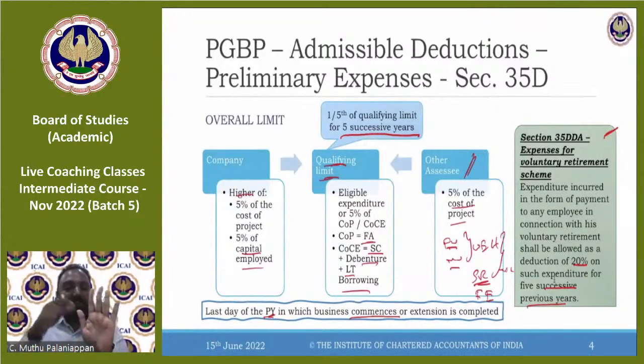The 5 years, the first year starts from the year in which you have actually incurred that voluntary retirement. So it is 1 plus 4. That's how your book has stated. Your study material provides that it is 1 plus 4 years. So it is 5 years. So don't get confused that it is 4 years.